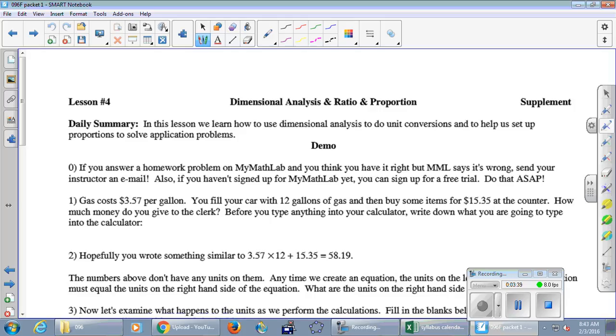Daily summary. In this lesson, we learn how to use dimensional analysis to do unit conversions and to help us set up proportions to solve application problems.